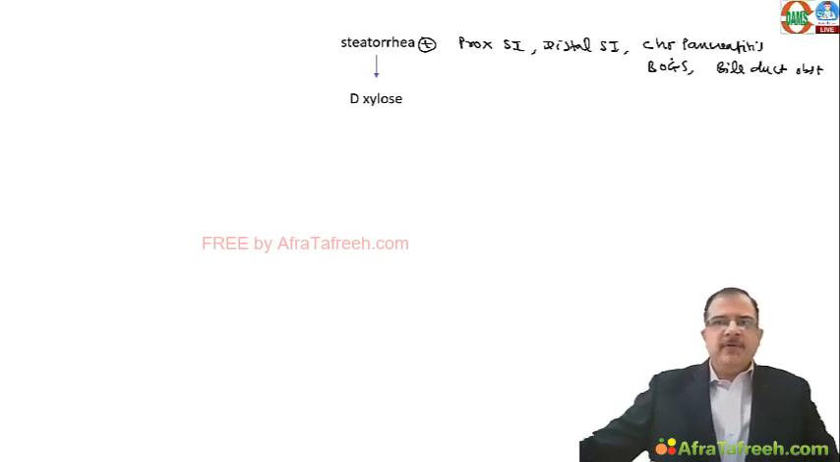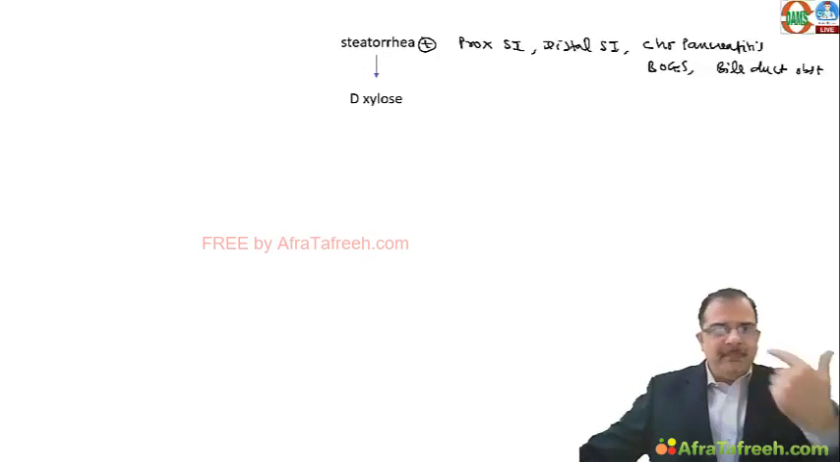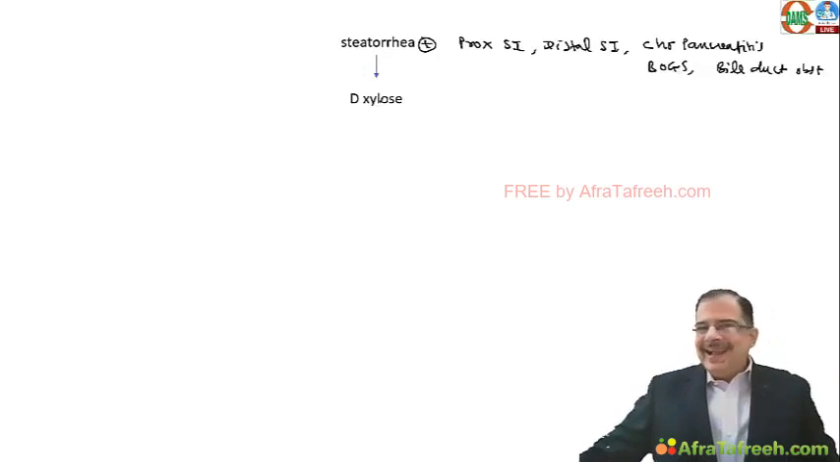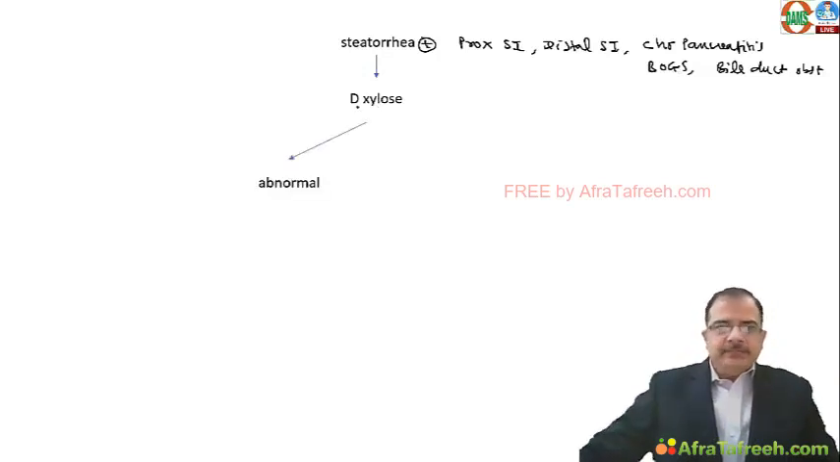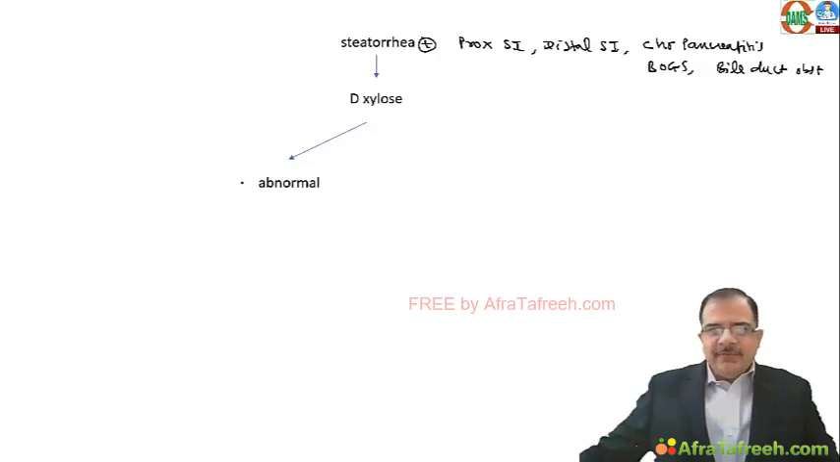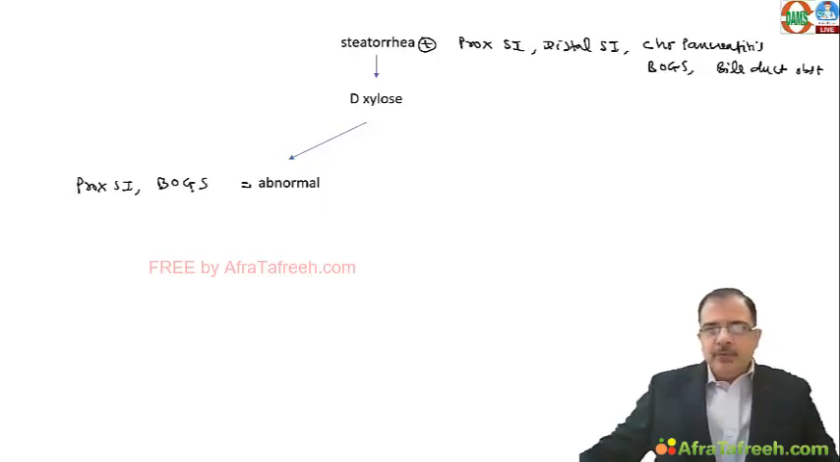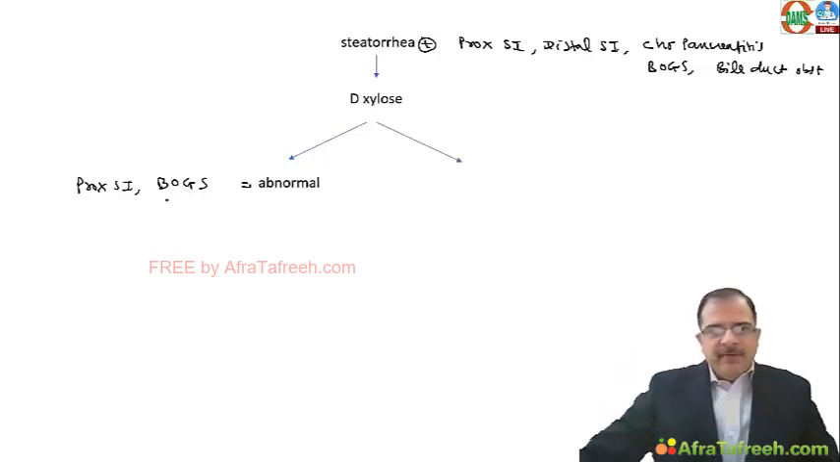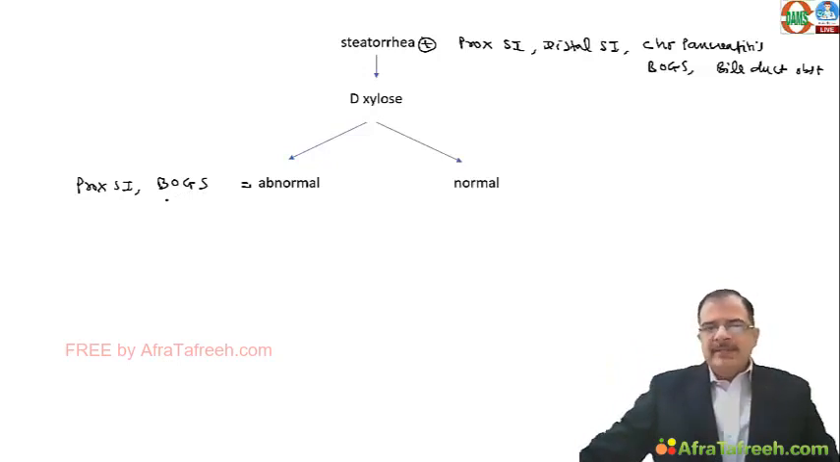So we have to identify from these important conditions what exactly is the cause of malabsorption or steatorrhea positivity. So we go for a D-xylose test, and the D-xylose test is abnormal in cases of proximal small intestinal disease as well as bacterial overgrowth syndrome. So these will be the two conditions where D-xylose will be abnormal in terms of malabsorption. And if it is normal, it is purely a distal small intestinal disease.